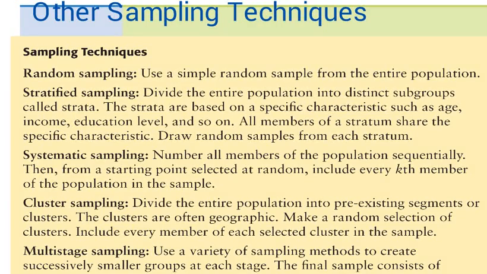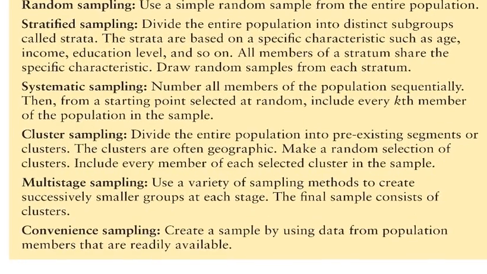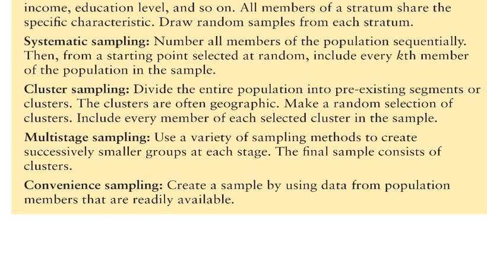Okay, the next one we'll talk about is systematic sampling. When we're doing systematic sampling, we would number all the members of the population sequentially from 1 to whatever the total number is. And then we'd pick a random starting point, and we'd include every so many members of the population in our sample. Again, this is systematic sampling.